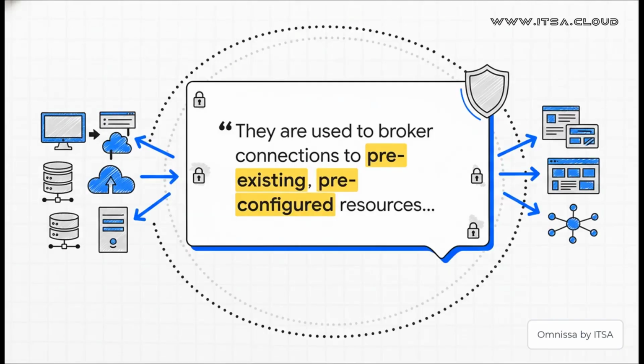This quote from the source material just nails it. The main job of a manual pool isn't to create anything new. Its purpose is to be a secure gateway, a broker, for all those resources you've already carefully built and configured. It brings them under Horizon's management and security umbrella.